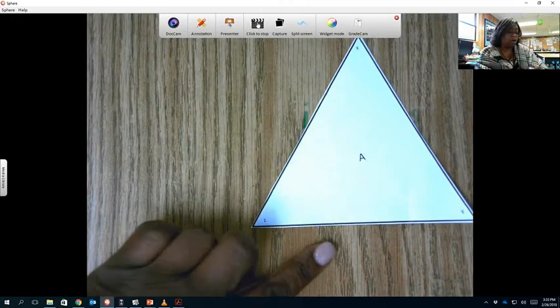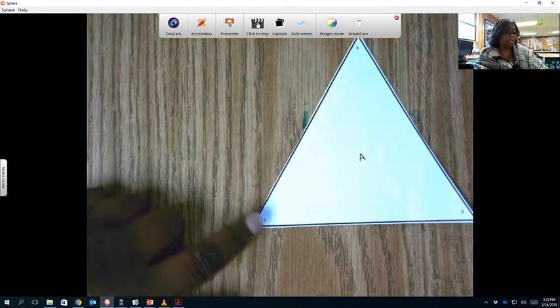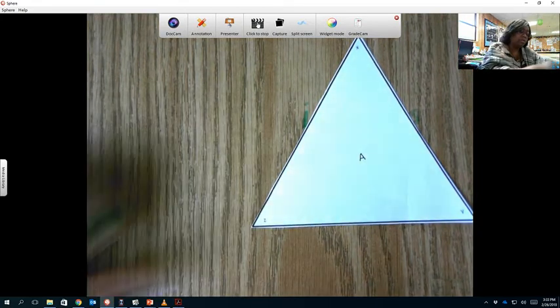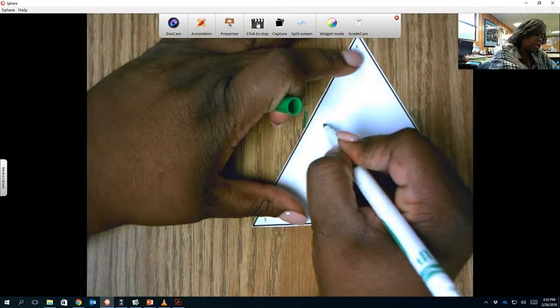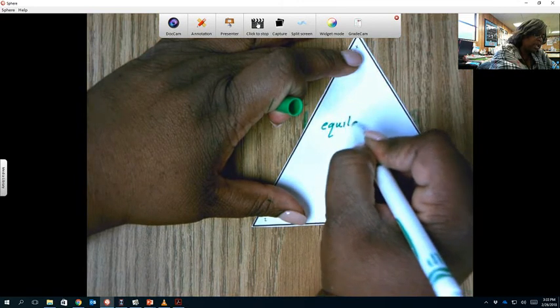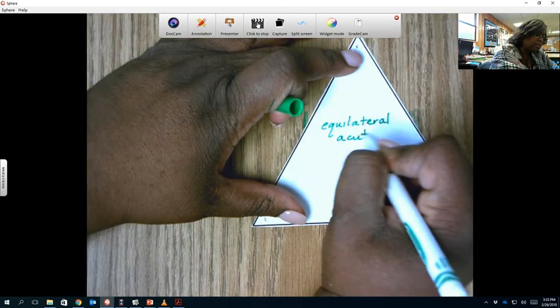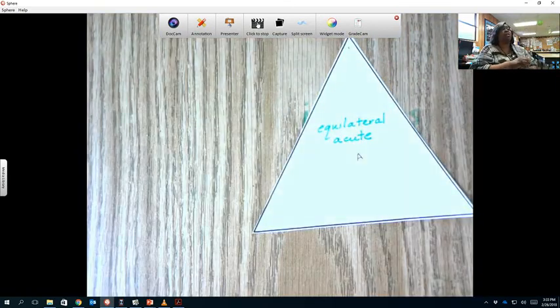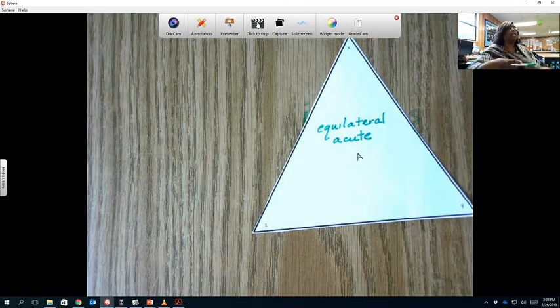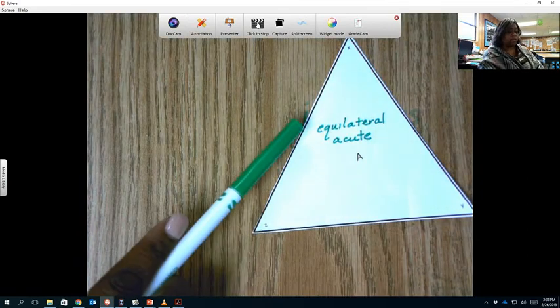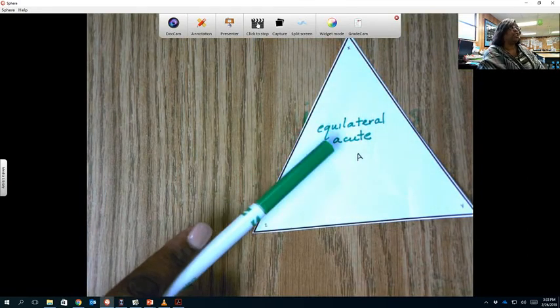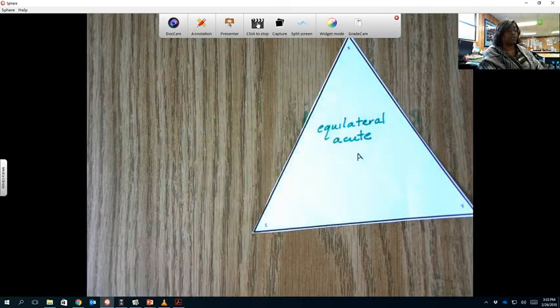Okay. Let's look at one more. If I take a look at this triangle, all three sides are the same, and I have three acute angles. So this would be equilateral acute. Now, it doesn't matter which order that you do the words in. You can do acute equilateral or equilateral acute, either one.